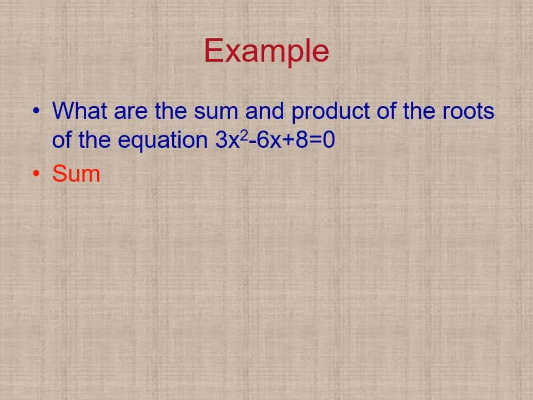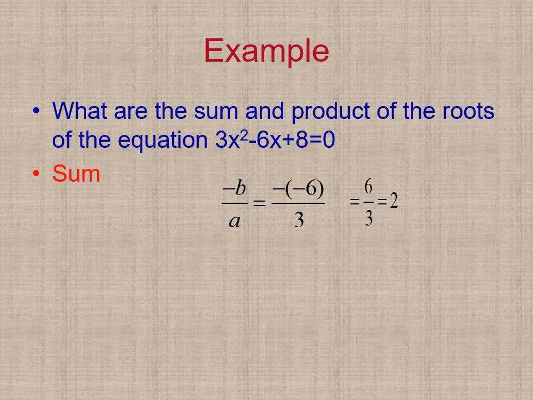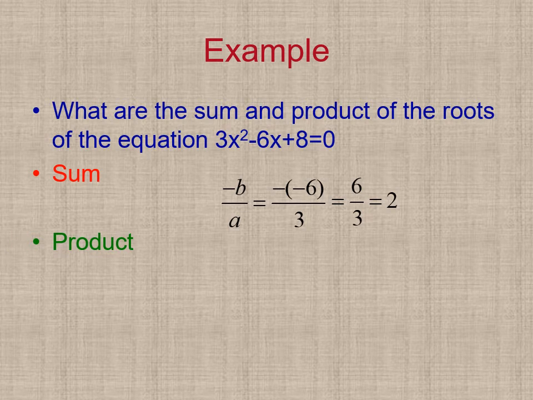First, find the sum. The sum equals negative b over a. That means negative negative 6 over 3, or 6 over 3, equals 2. Then find the product. It will be c over a. That means 8 over 3.